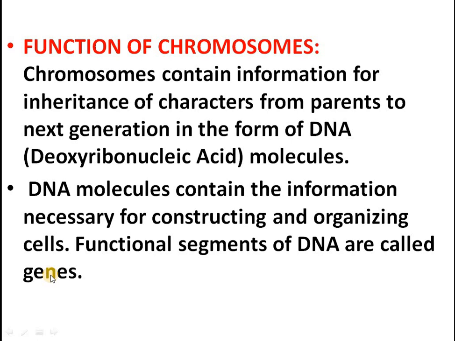Fine. So I am repeating it again. Chromatin material is an intervened mass of chromosomes which gets condensed into chromosomes during cell division. Chromosomes are composed of DNA molecules and histones, and chromosomes are responsible for the inheritance of characters from parents to the next generation in the form of DNA molecules, and the functional segments of DNA molecules are called genes. Fine.